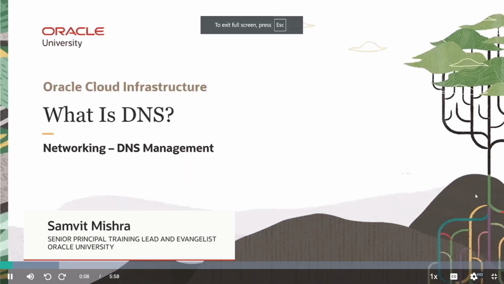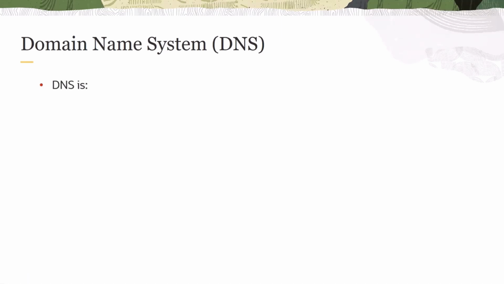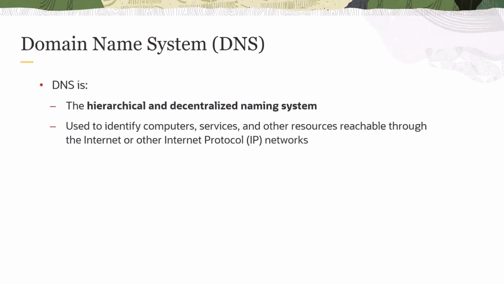So let's get started. Domain name system plays an important role on the internet, and many internet services are very closely related to the DNS. Now, what exactly is DNS? The main functionality of DNS is to translate the easy to remember symbolic names or domain names into IP addresses. So what does it mean?